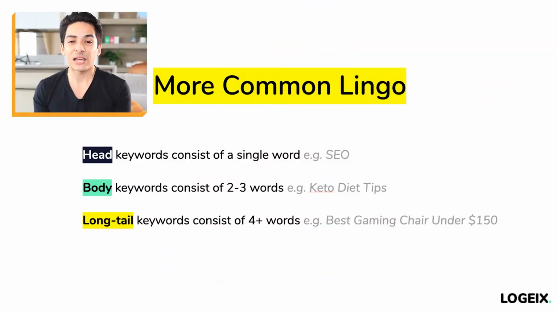Now, before we dive into the actual process, let's cover a few things real quick. The first thing is common lingo, and that's going to be your types of keywords. There are three types of keywords. There's head, body, and long tail. Head keywords consist of a single word like SEO. Body keywords consist of, you know, two or three words like keto diet tips or something similar to that. And long tail keywords consist of four or more words.